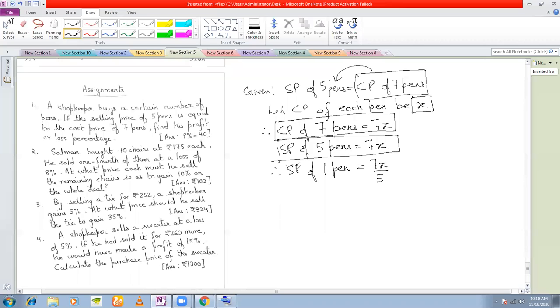So now you see that you know the selling price of 1 pen and the cost price of 1 pen. Should this be a profit or a loss? It should be a profit because 7x by 5 is greater than x. So profit will be selling price minus cost price.